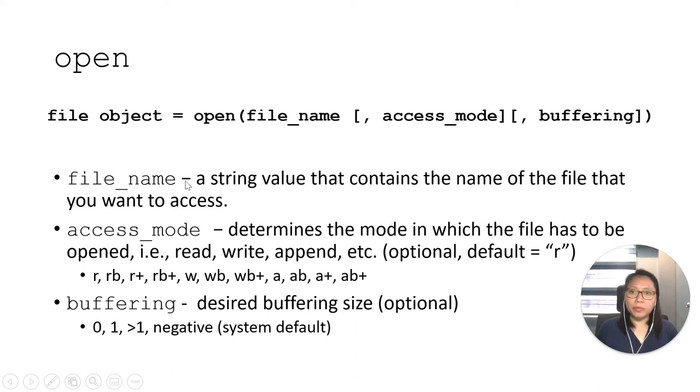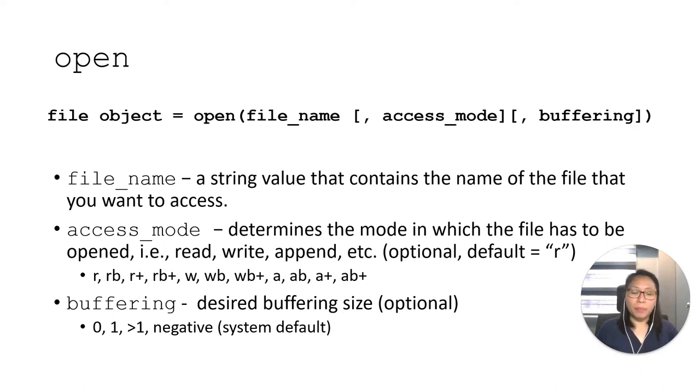File name, the first argument, is a string value that contains the name of the file that you want to access. The access mode determines the mode in which the file has to be opened. For example, RB, so for reading, writing, or appending. And then we put B if the file is binary, and the plus indicates that it's for read and write. This access mode is optional, and the default is R.